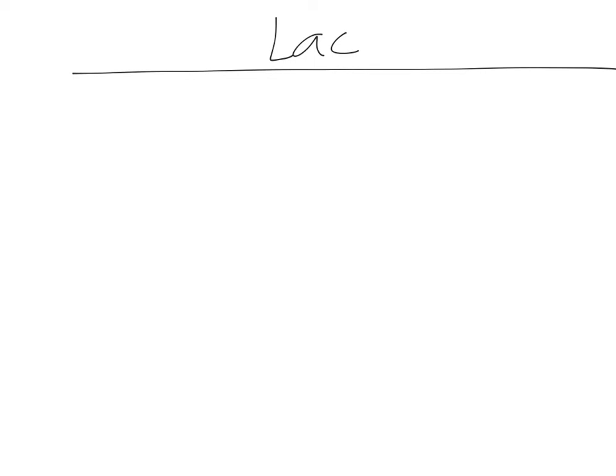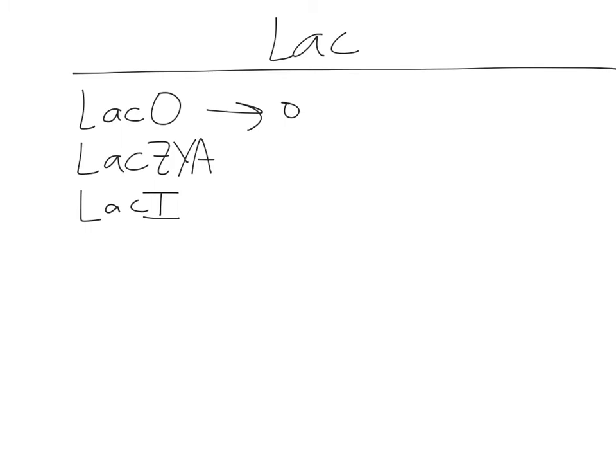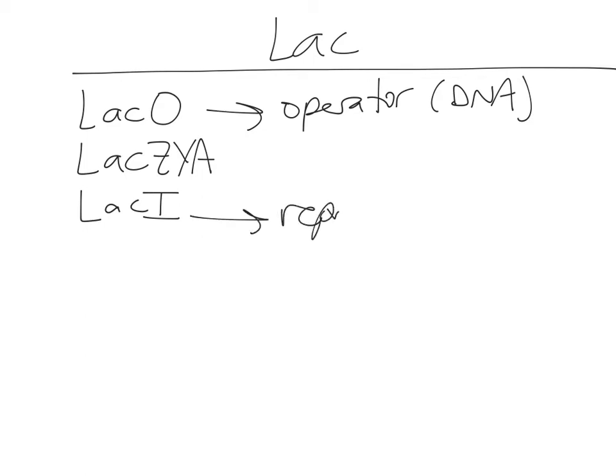Okay, what were the different mutations we talked about? What are the different genes that are involved? There's LAC-O, there's LAC-ZYA, there's LAC-I. So O is the operator. That's a DNA sequence. LAC-I encodes the repressor. That's the protein that recognizes and binds to the operator. So the operator is not a gene. It's DNA, yes, but it doesn't encode a protein.